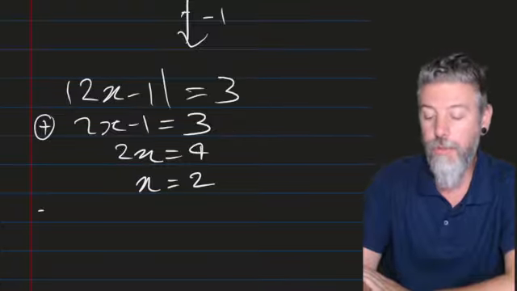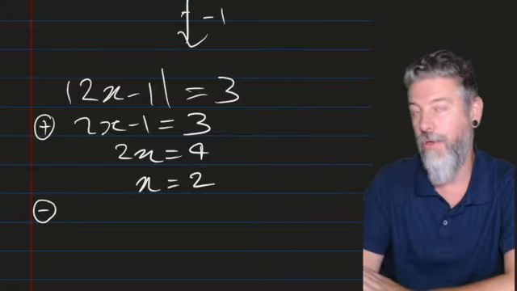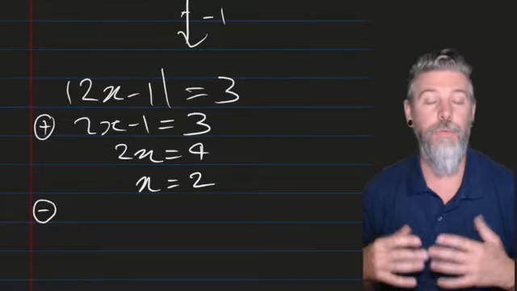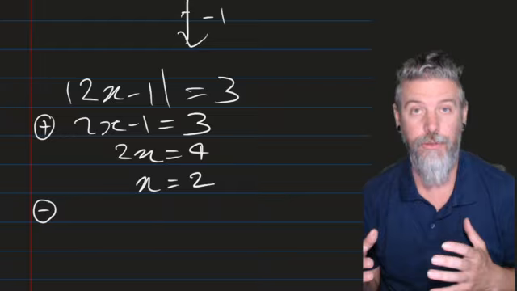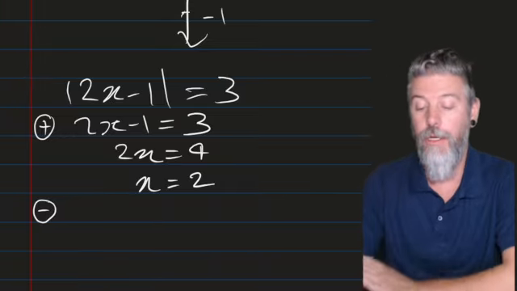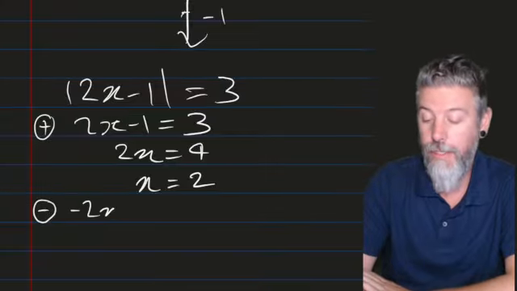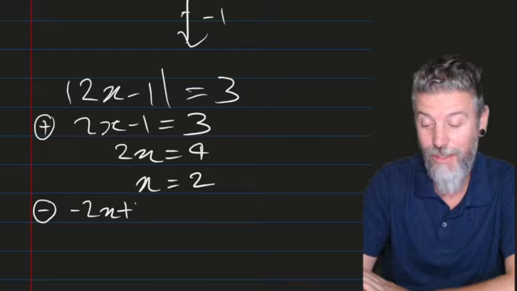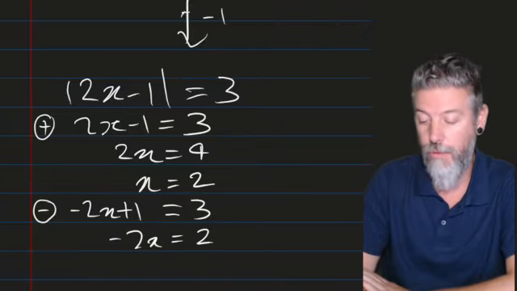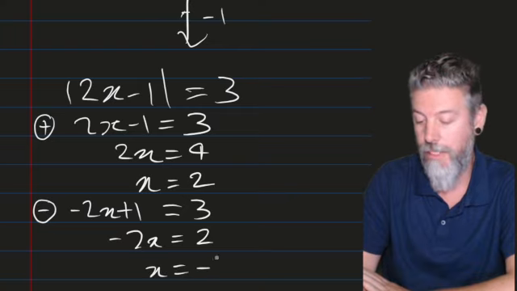But I also go and solve the negative version of this. So remember, the negative version of this is what happens inside the absolute value, and then it gets absolute valued and it becomes positive. So if we get negative 2x plus 1, that's the negative of all of it, equals 3. And therefore we get minus 2x equals 2, and therefore x equals negative 1.